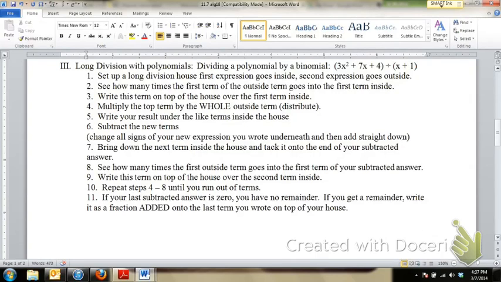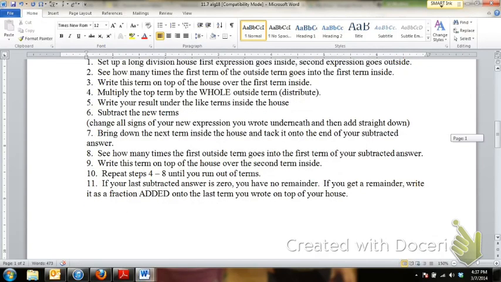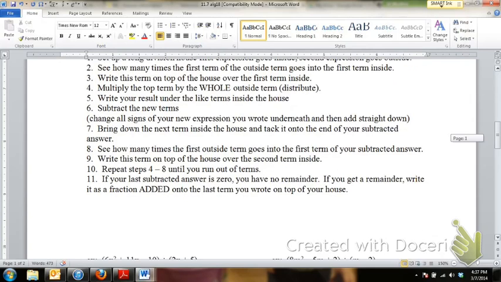Okay, so we're going to set up our long division. These are the same directions. But now we're just doing it with letters here, so it gets a little dicey. Okay, so, catch up with me, screen.